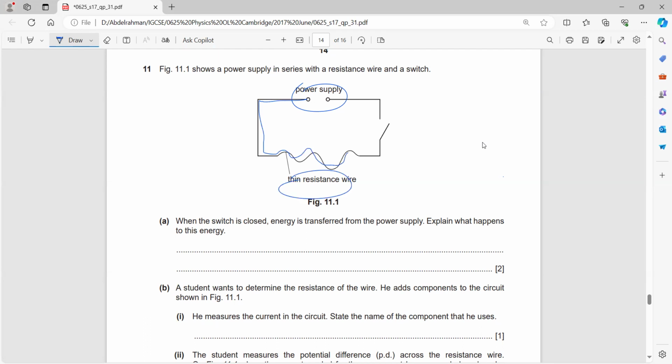What does the resistance wire do? It converts this electrical energy to what? To heat energy. So it's converted to heat energy, which is lost to the surroundings. Okay?